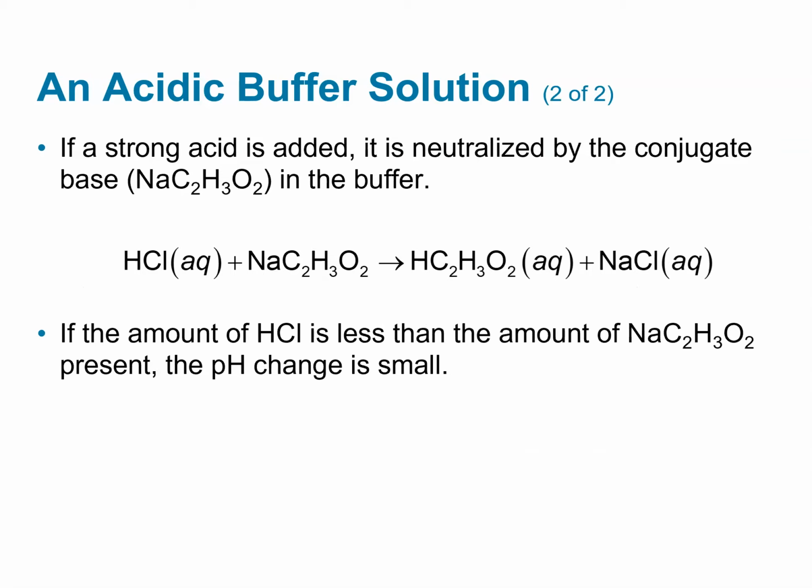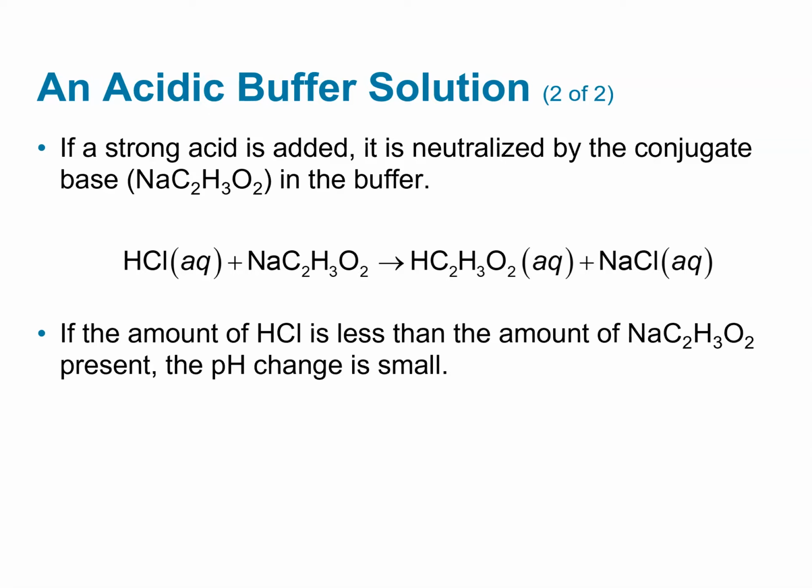Likewise, if a strong acid is added, it's going to neutralize the conjugate base component of the buffer. So remember, the buffer had two components. It had the weak acid and the conjugate base. The first example we were looking at was what happens when we add base. But in this particular case, we're adding acid. And so what it's going to do is it's not going to come after our weak acid first. It's going to come after our conjugate base in the buffer.